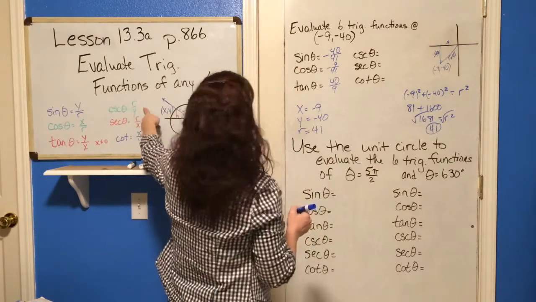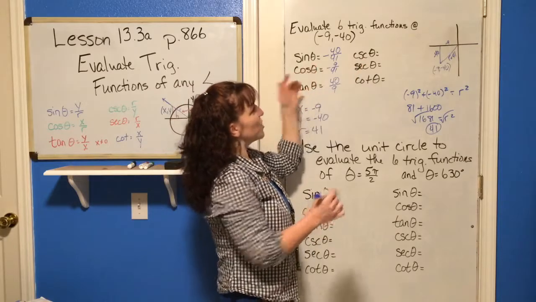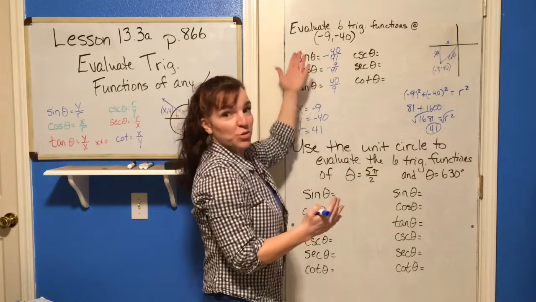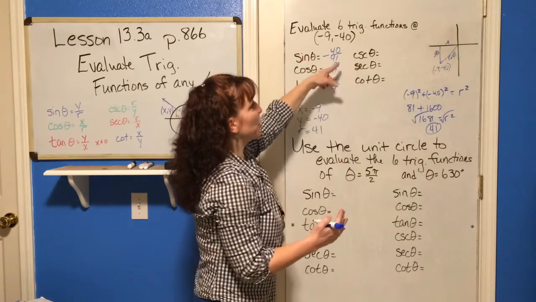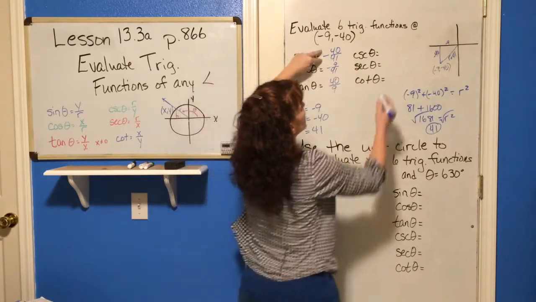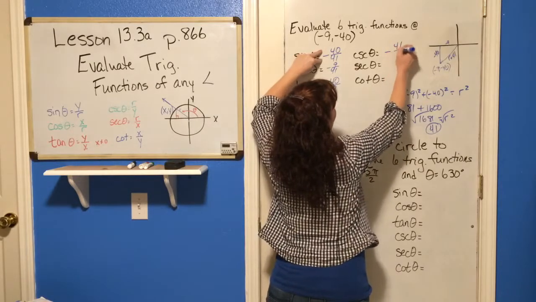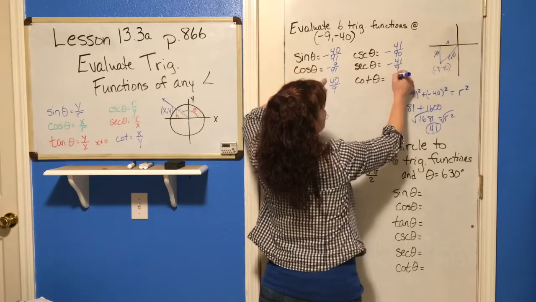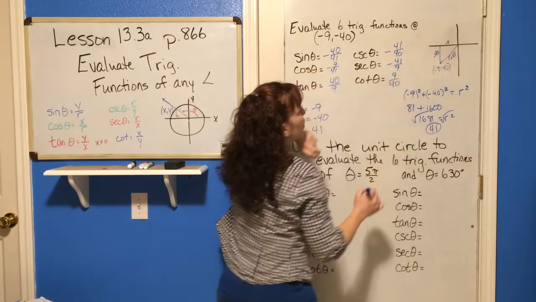You can either go radius over y, or you can simply use those three trig functions side by side and just flip them to get your cosecant, secant, and cotangent. So this is going to be negative 41 over 40. This one is going to be negative 41 over 9, and this one is going to be 9 over 40 for the cotangent.